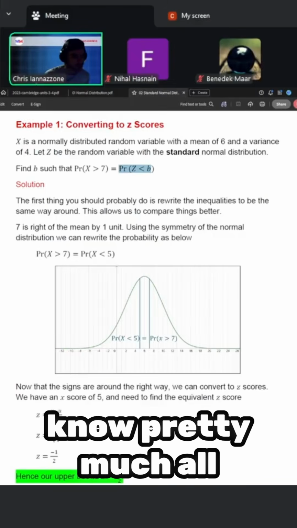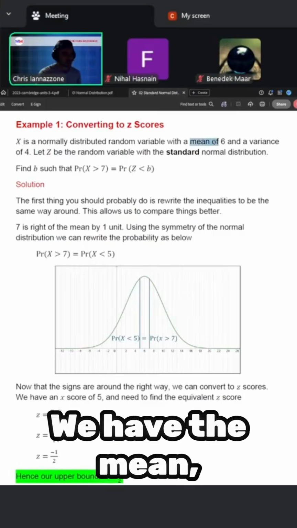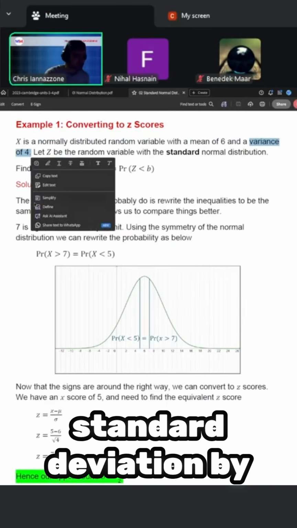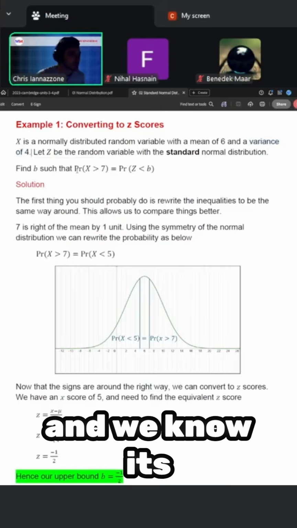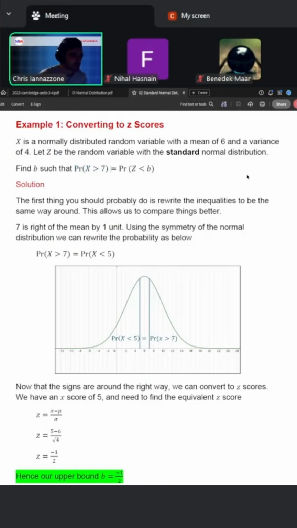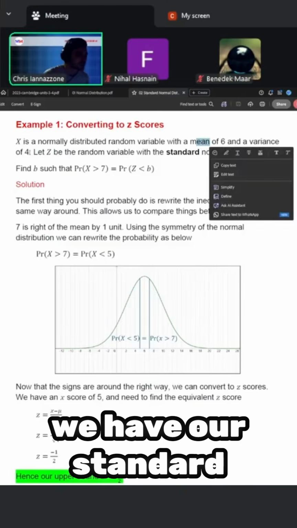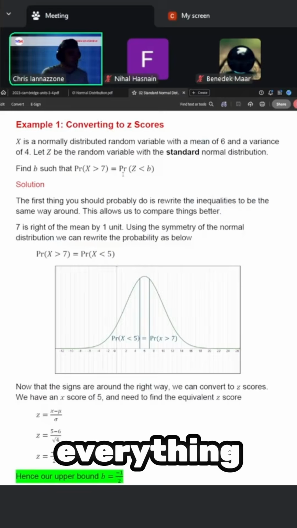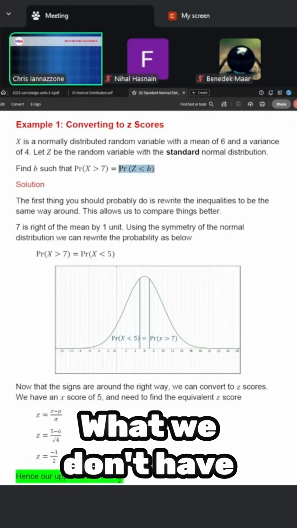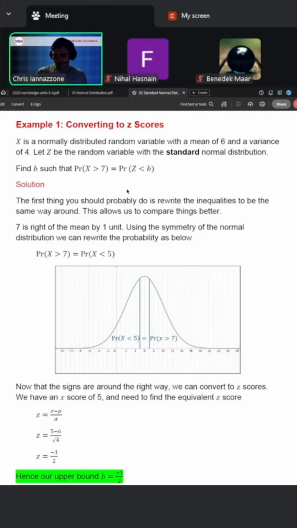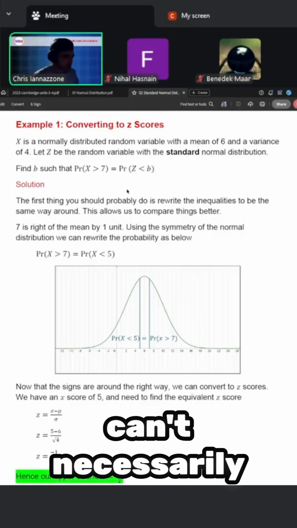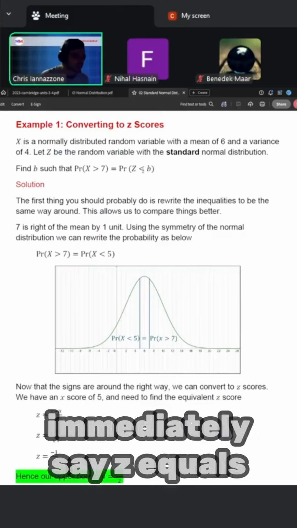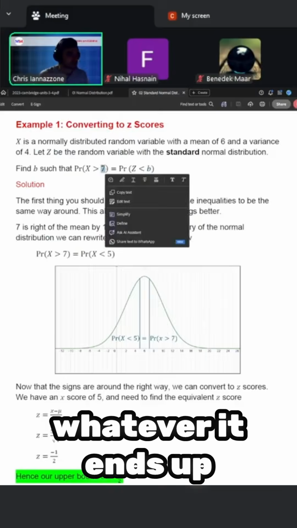The thing that we know pretty much all the information on is the x thing, right? We have the mean, we can calculate the standard deviation by just square rooting the variance, and we know the probability of x being greater than 7. Right? We have our x, we have our mean, we have our standard deviation. We have everything we need for this left-hand side bit. What we don't have is the z-related information. Unfortunately, the way this question is worded, you can't necessarily just plug in those numbers and immediately say z equals whatever it ends up being.